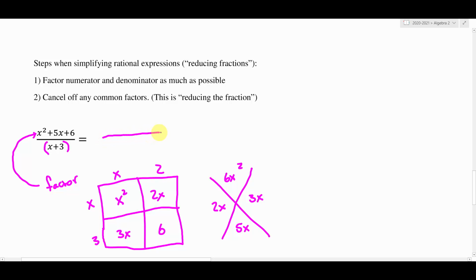So if I'm rewriting the top, right, that word rewriting comes up so much, here across the top I have an x plus 2. And then over here on the side I have x plus 3. All right, so there's my new way of writing this. I rewrote this in its factored form, and in the bottom I have an x plus 3. Now I have a common factor that I can cancel out. This x plus 3 will cancel out with this x plus 3, and we get x plus 2. So that is my reduced or simplified form of this expression.